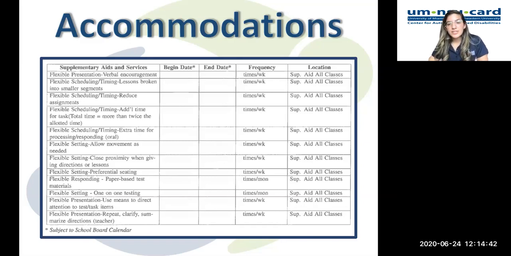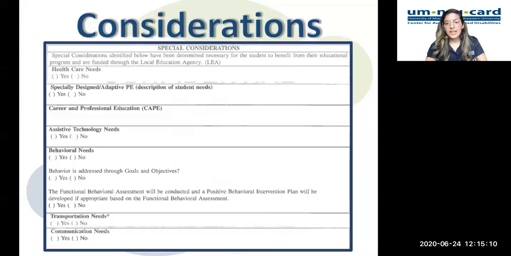Examples of supplementary aids and services fall under these general categories: supports to address the environmental needs, levels of staff support, planning time, specialized equipment, pacing of instruction, presentation of subject matter, self-management, and social interaction support. Although this list is not exhaustive, those are just the most common areas. And then we'll get into the special considerations section. So as you see here, these are the areas that fall under special considerations.